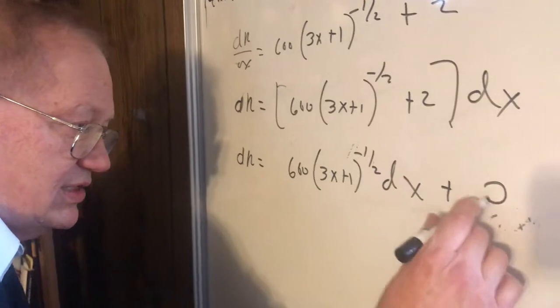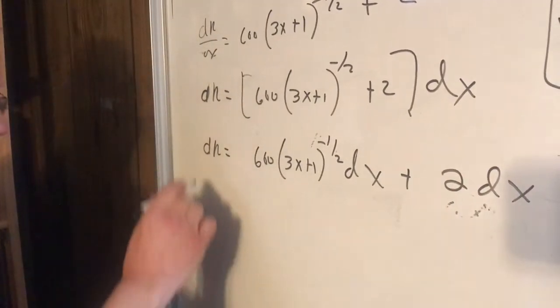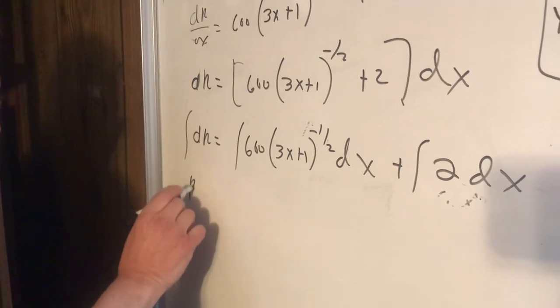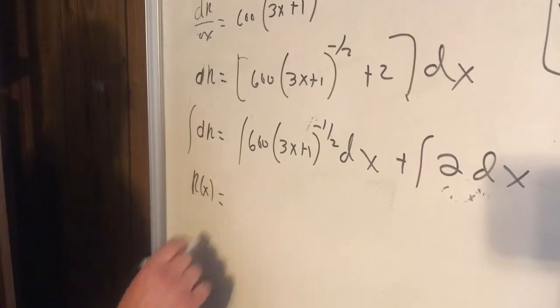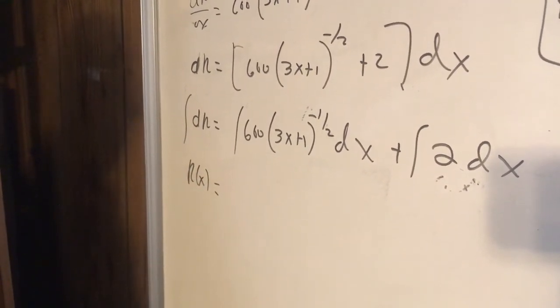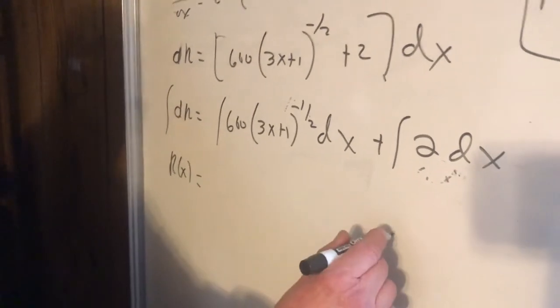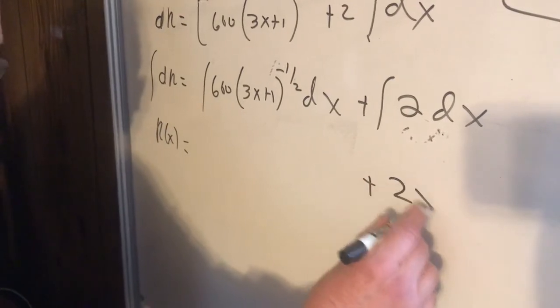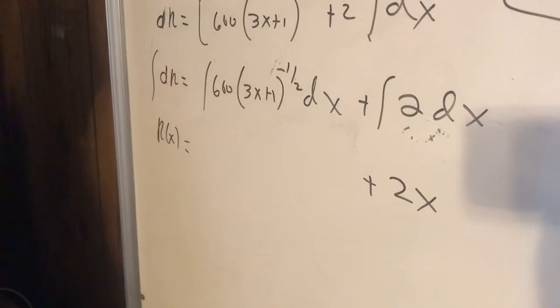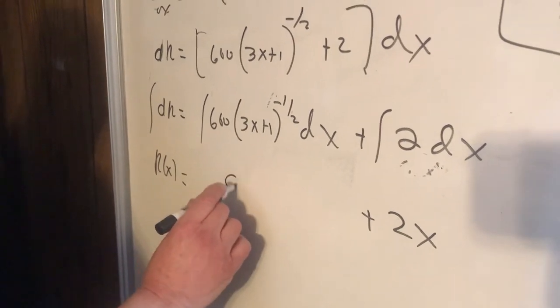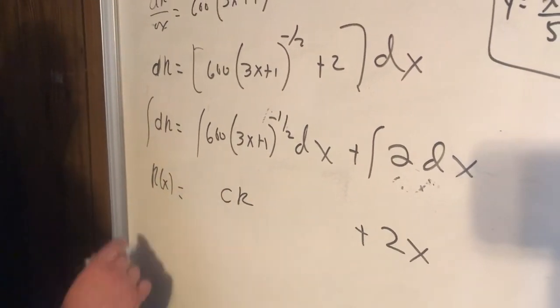Plus 2 dx. And let's take the integrals. We know this is R. This is what we want, our revenue. This is a revenue function. So this one we know is simply 2x, right? But this is a chain rule. So we have to make some definitions.